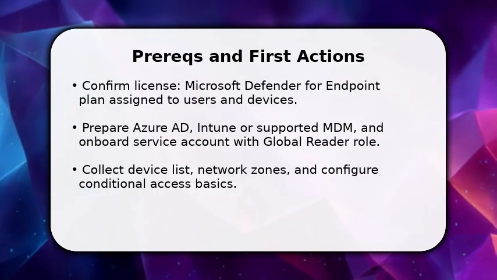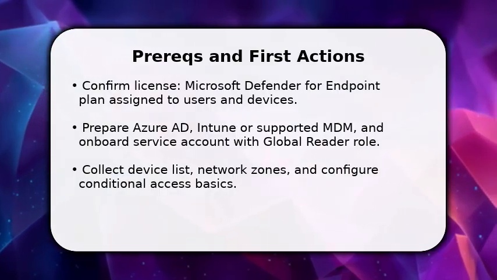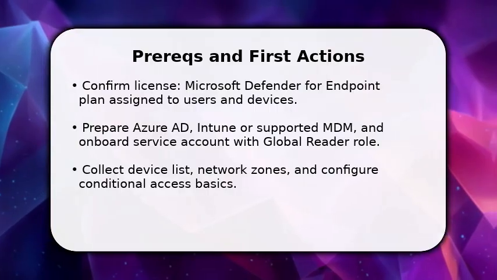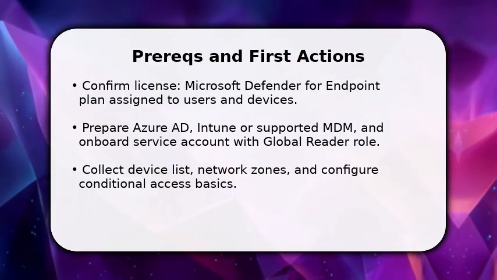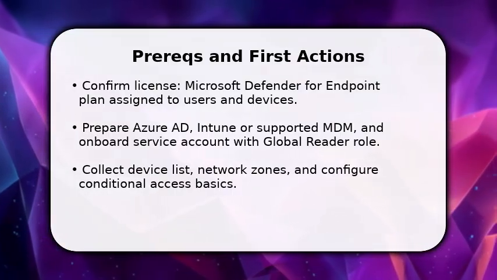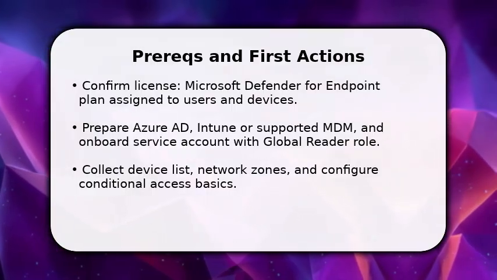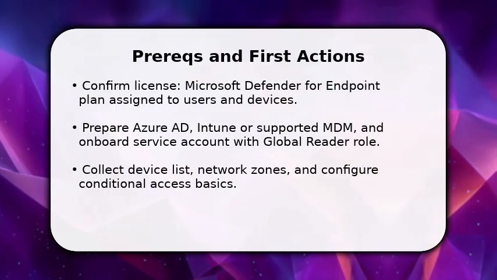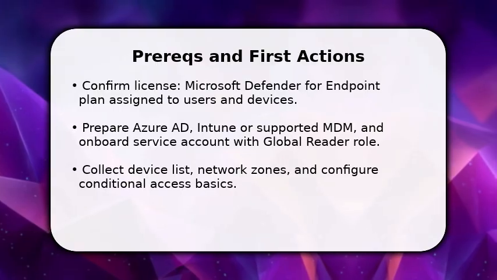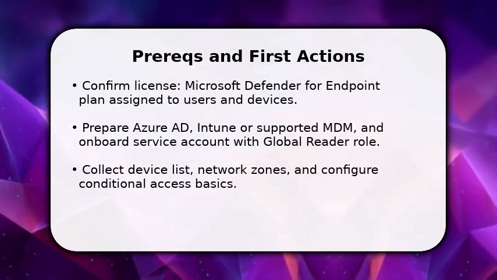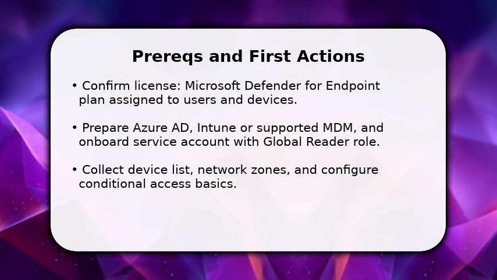You start by verifying licensing and identity. This ensures devices can register. Once done, create or verify an onboarding service account and give it minimal needed permissions so the portal can manage devices. Next, prepare Intune or your chosen MDM and register the tenant in the Defender portal. This links signals. Make sure to gather a prioritized device list and network segmentation details so onboarding targets are clear and efficient before proceeding to deployment.